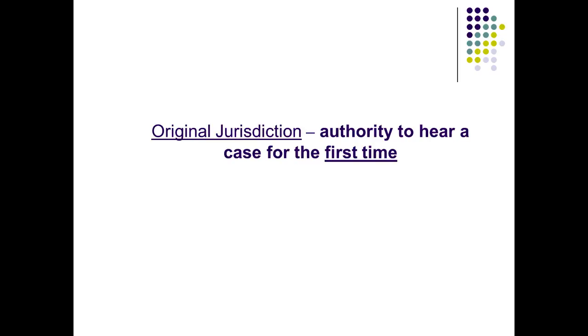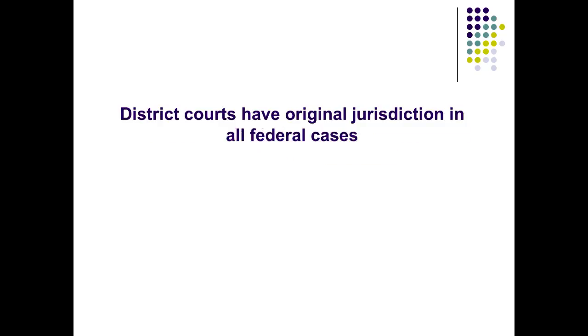Now, original jurisdiction is the ability for a court to hear a case for the first time. District courts are courts of original jurisdiction. Typically, any given case is going to start at the district court level. That's all federal cases. There's a select few cases that can bypass district court and just go straight to the Supremes, but they are exceedingly rare.